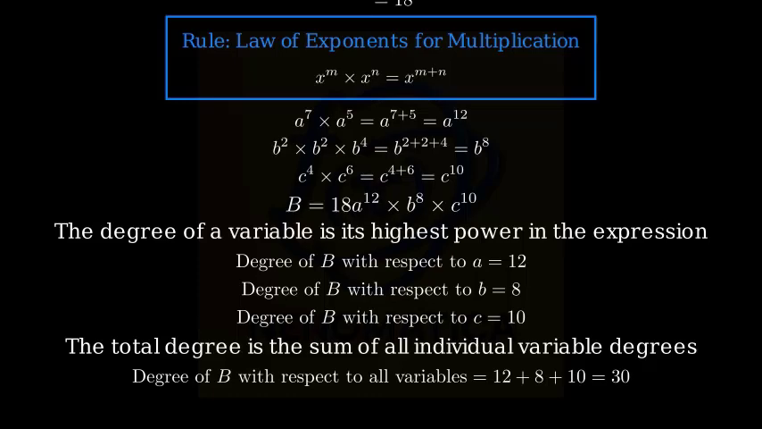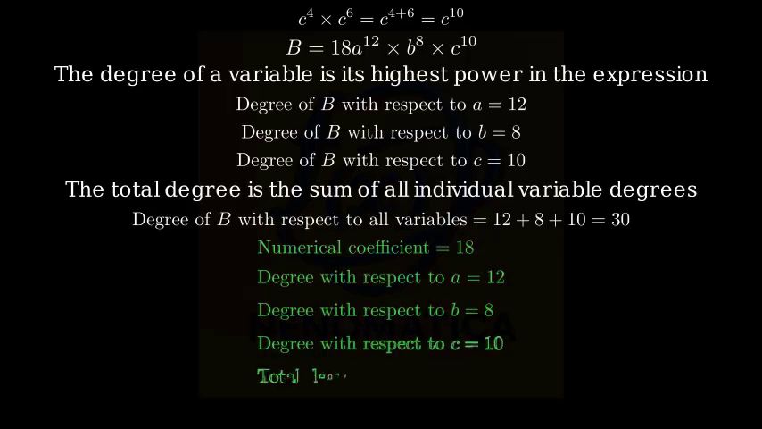To summarize our results, the numerical coefficient of the expression is 18. The degree with respect to a is 12. The degree with respect to b is 8. The degree with respect to c is 10. And the total degree with respect to all variables is 30.